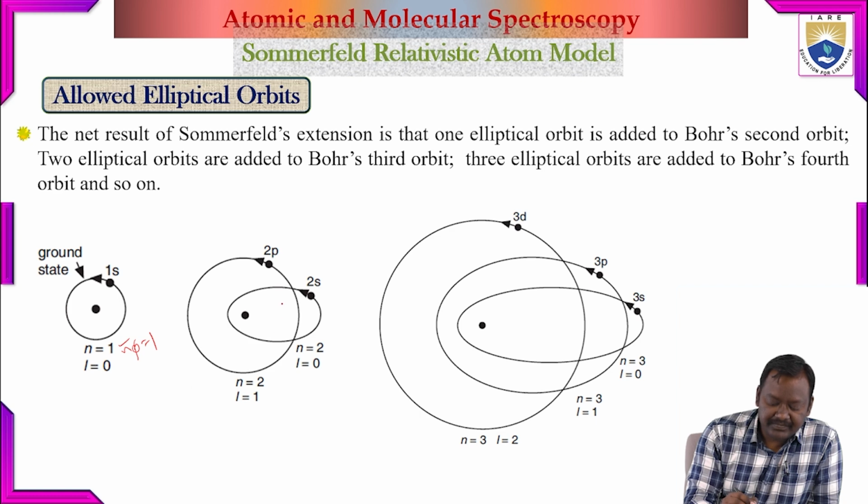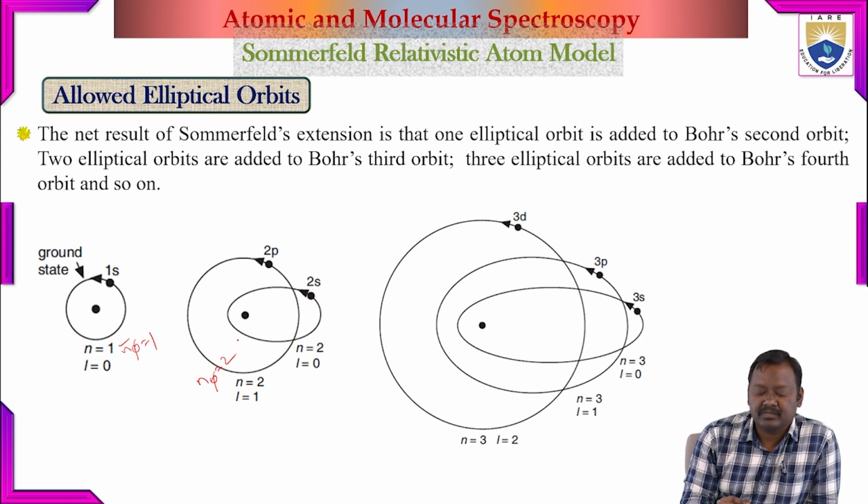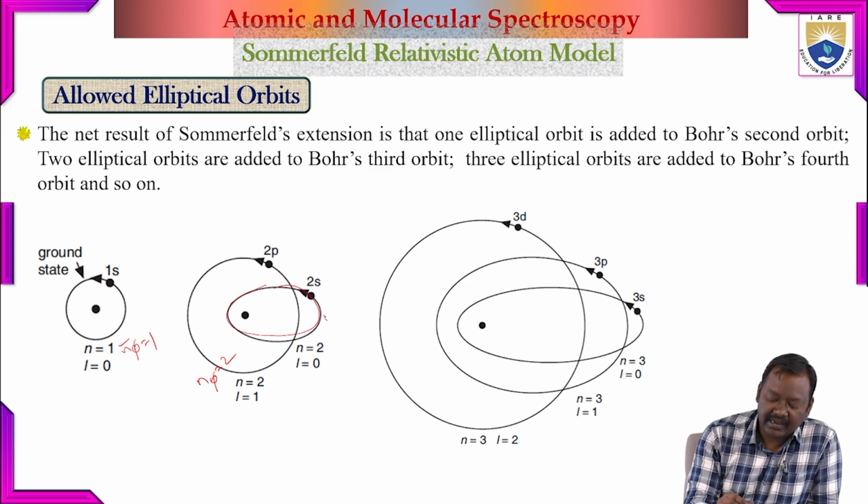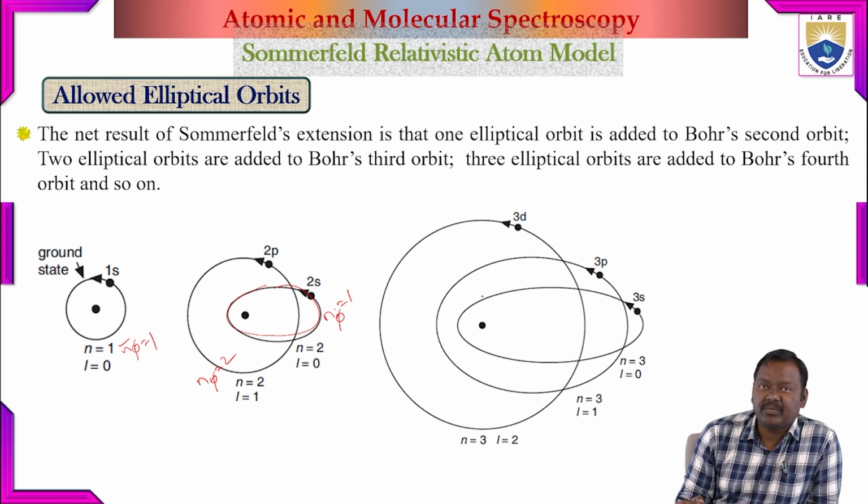For n equal to 2, this is the circular orbit, for which n equal to 2 and nφ is also equal to 2. And here there could be one elliptical orbit for n equal to 2, where nφ must be equal to 1. So there is one elliptical orbit for n equal to 2. And again for n equal to 3, there are two more elliptical orbits, besides the circular orbit. And in the same way, for n equal to 4, there are three elliptical orbits.